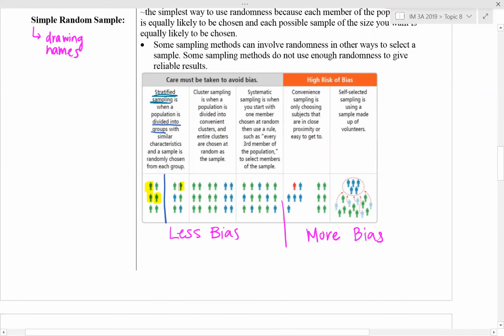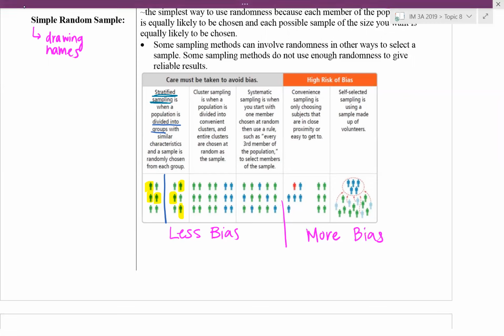So I'm going to highlight. I know that if you're using this printed out and it's not colored, you need some way to show what your sample is. So I divided it into groups, and then I highlighted the people that were selected randomly.